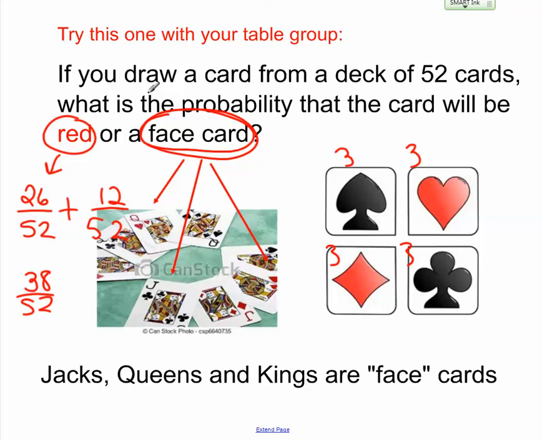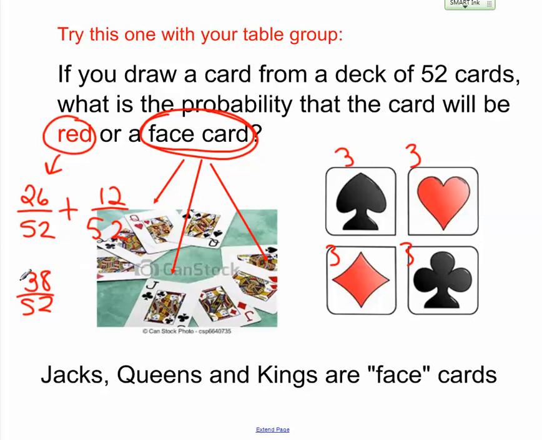And the question was, if I draw a card from a deck of 52 playing cards, what's the probability that the card will be red or a face card, but not both? Yeah, they can't be both. Well, half of the cards in a deck are red. That's 26 out of 52. And there are 3 jacks, queens, and kings in each suit, and that makes 12 face cards out of the entire deck. And 26 plus 12 is 38 out of 52.